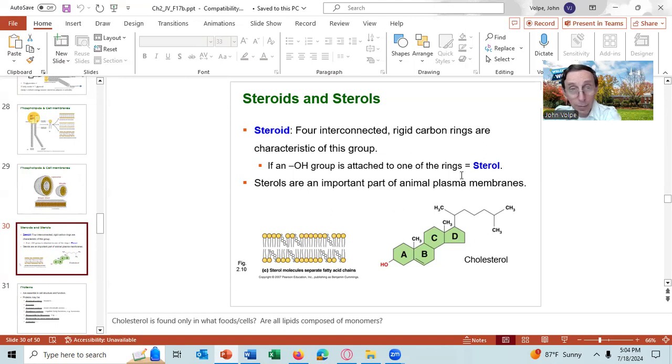Sterols are an important part of the animal plasma membrane. As I mentioned before, they intercalate inside the phospholipid bilayer, and they give the cell membrane strength. So steroids are a large molecule. They have four interconnected rings and then a few carbons attached to it. And cholesterol is the most well-known molecule in this group. Any question about steroids and sterols?